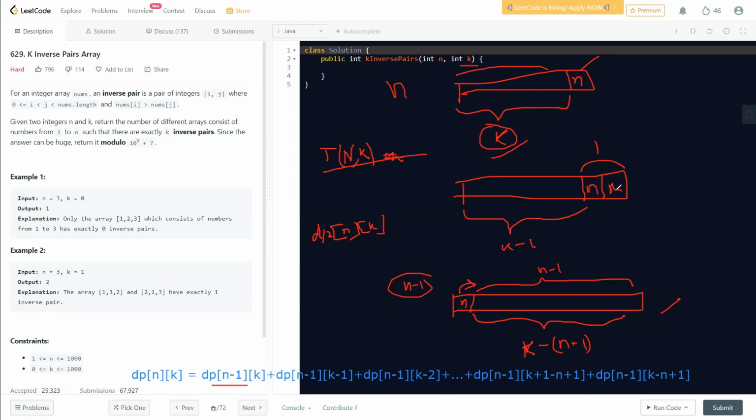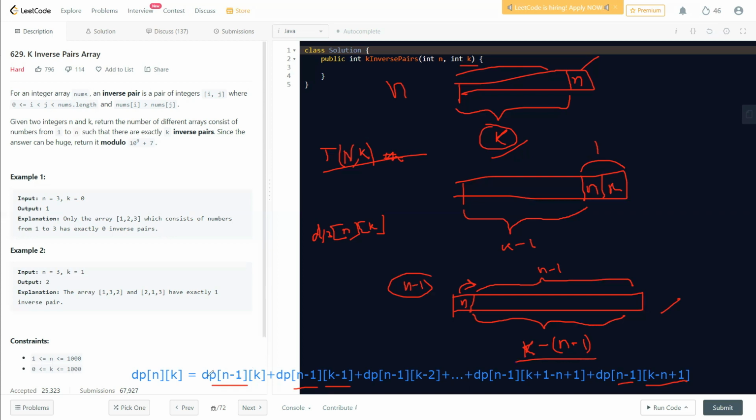Once we put n at the beginning, one inverse pair is already done, so now we need k minus one inverse pairs from the n minus one elements. Further in the formulation, once we place n in the beginning, there are n minus one elements remaining, and we need to find k minus (n minus 1) inverse pairs, which is basically k minus n plus 1. That's the formulation we come across here.